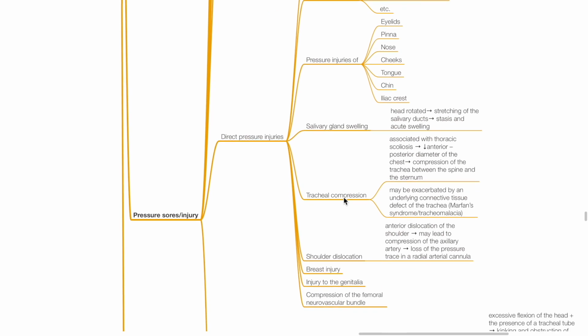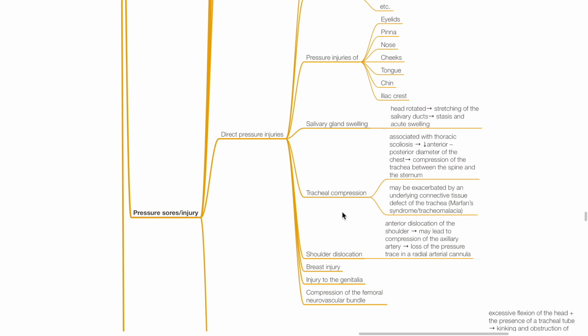Tracheal compression is associated with thoracic scoliosis, which has reduced anterior-posterior diameter of the chest. This increases the risk of compression of the trachea between the spine and the sternum. Tracheal compression may be exacerbated by an underlying connective tissue defect of the trachea such as Marfan syndrome or tracheomalacia.